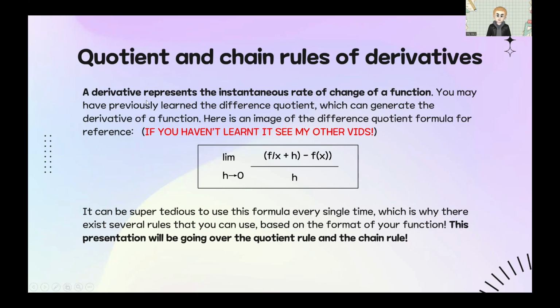The derivative represents the instantaneous rate of change of a function. You probably have known it. If you haven't learned it, see my previous videos. We can present it as the limit as h goes to 0 of f(x plus h) minus f(x), all over h. It can be super tedious to use this formula every single time, which is why we use the quotient rule and the chain rule.